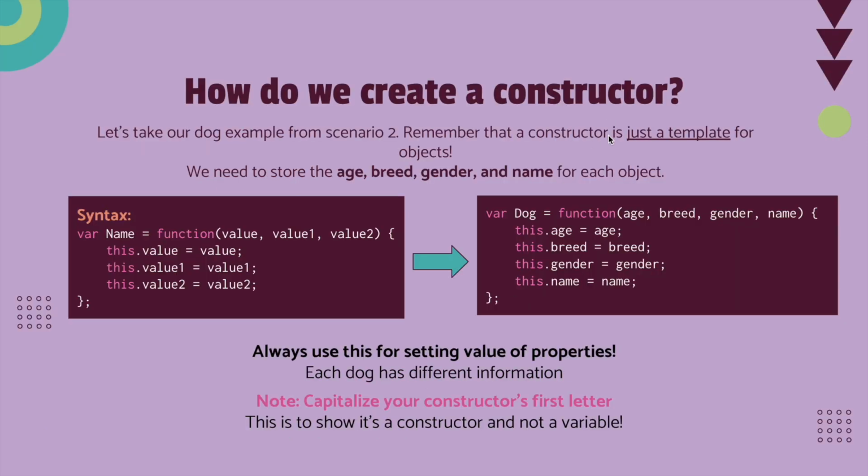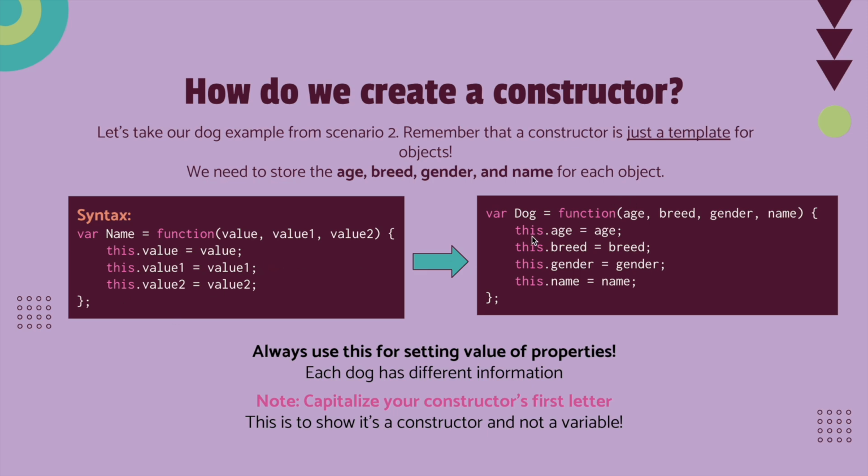So how do we create a constructor? So remember, a constructor is just a template for the object. We're not actually putting in values for the most part. We're just putting in whatever's passed in as a parameter. So over here, for example, we have a constructor called name. You always want to make sure that the first letter is capital to show that it's not a variable, it is a constructor. And then you have any parameters that you want to pass in, and then you can go ahead and set the different values.